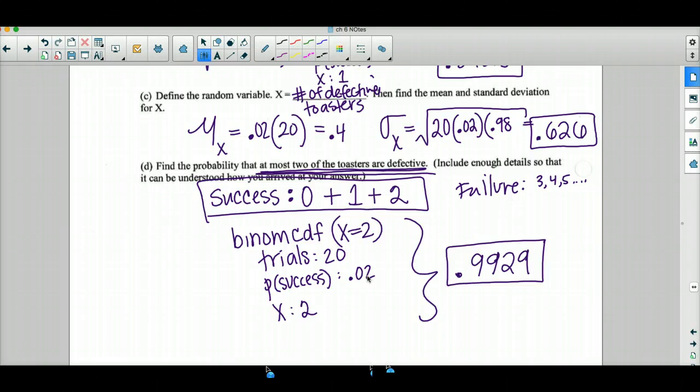Oh, we got more word problems. That's a lot of word problems. That's good though, because then that gets you super ready. Right.